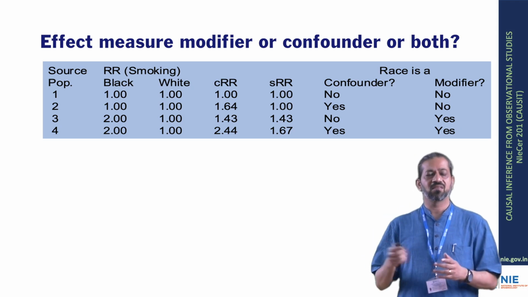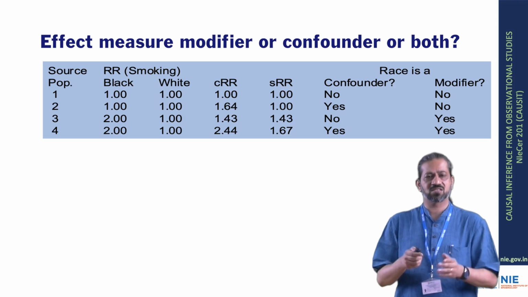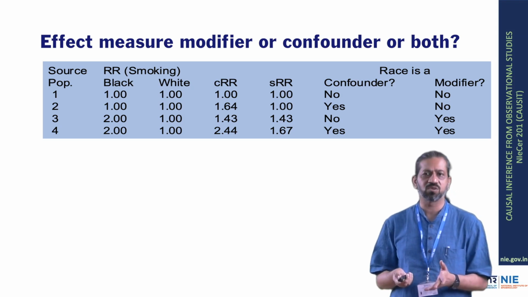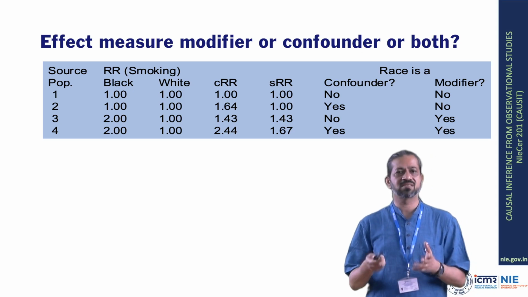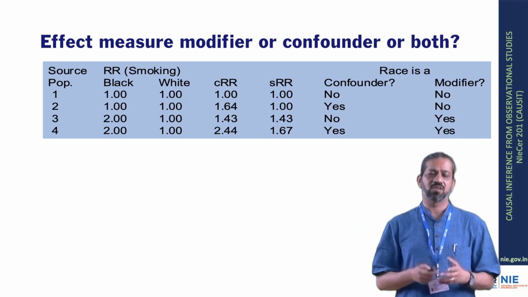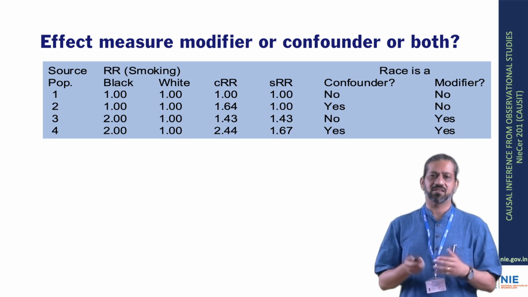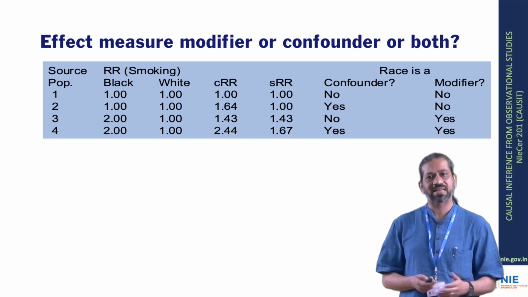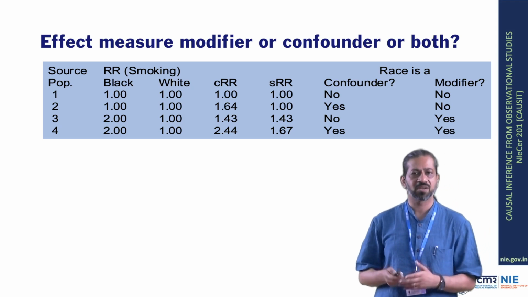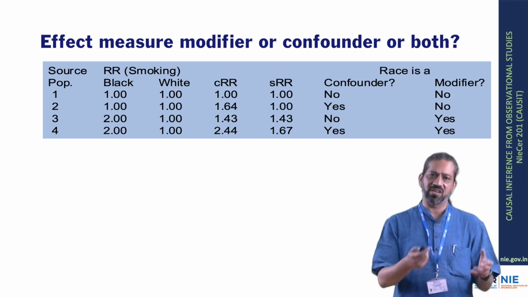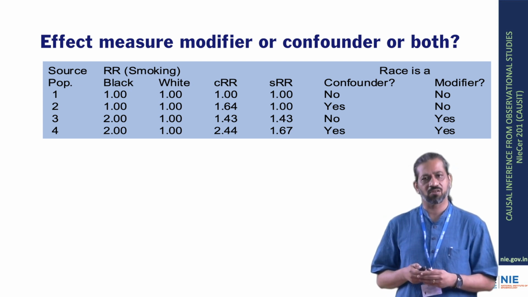And hence, we can say that in this study and in this source population, race is not a confounder. However, it does modify the effect of smoking on cervical cancer. And finally, in the fourth source population, we can see that it is both a confounder as well as a modifier, because the crude and adjusted are different, as well as the two stratum specific risk ratios are also different.